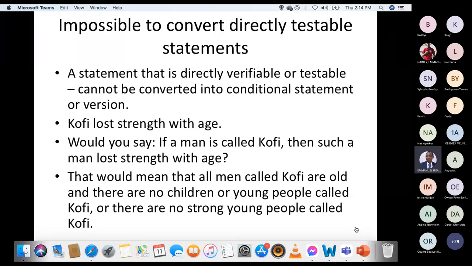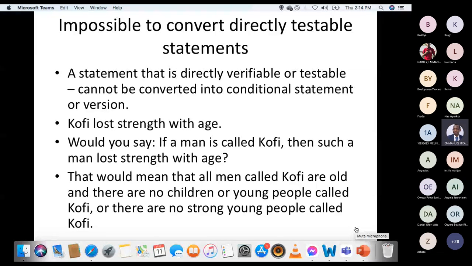Okay, so let's find out if you can convert a directly testable statement into a conditional. Kofi lost strength with age. Would you say if a man is called Kofi, then such a man lost strength with age? That would mean that all men called Kofi are old, and there are no children or young people called Kofi. Or there are no strong young people called Kofi.